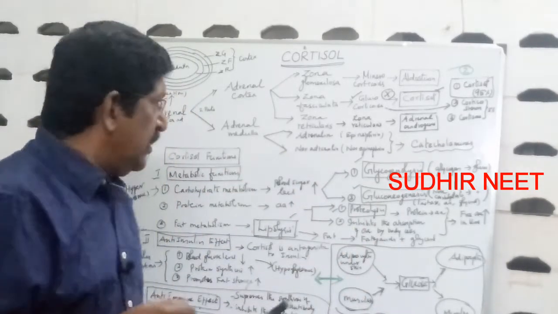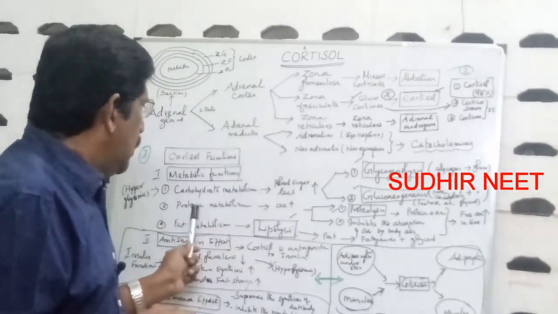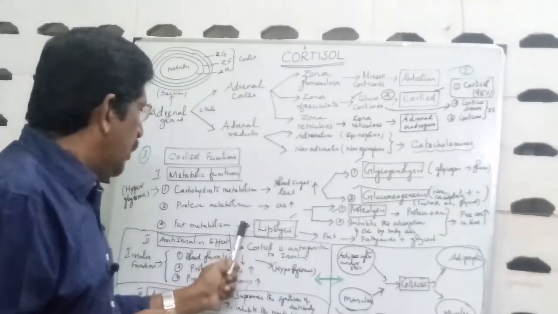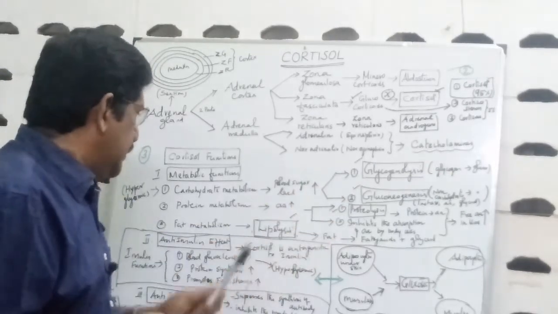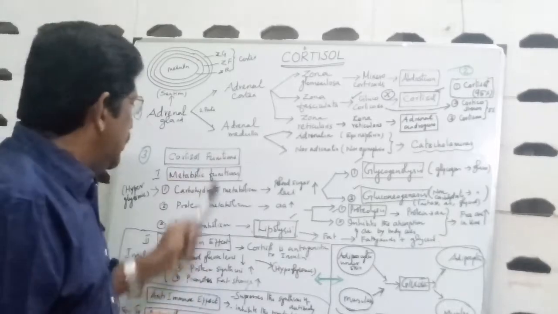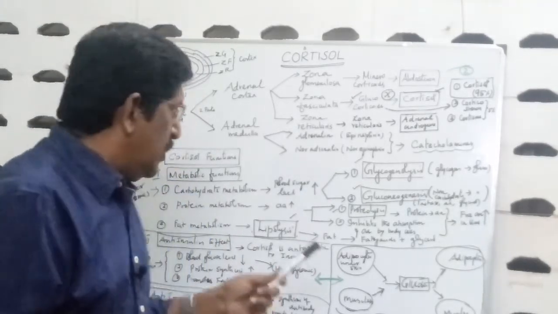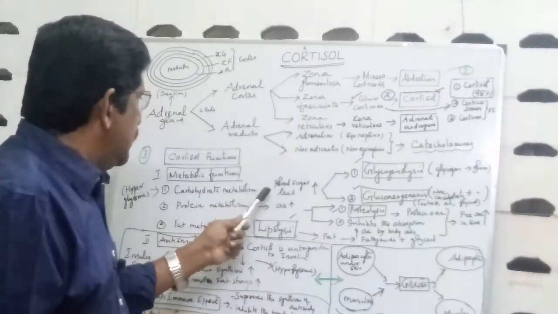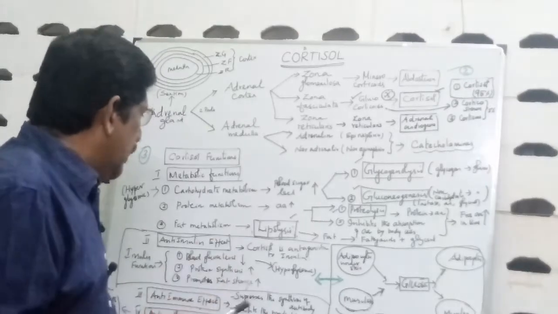I repeat for your convenience: metabolic function, carbohydrate metabolism, protein metabolism, fat metabolism, gluconeogenesis, proteolysis, lipolysis. And then cortisol and insulin are antagonistic to each other. How? Cortisol is hyperglycemic, insulin is hypoglycemic.